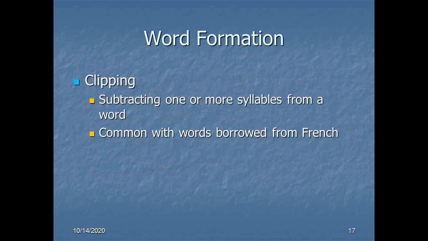Another word formation strategy that is new to the Middle English period is clipping, defined as subtracting one or more syllables from a word. And this is something we do with a lot of words borrowed from French. Clipping as well is something that we still do. And in fact, we do, I think, at an accelerated rate compared to how it was done in the Middle Ages, probably because we just feel like we're in more of a hurry. When I was in high school, for example, I didn't go to the cafeteria, I went to the caf. We abbreviate things all the time.